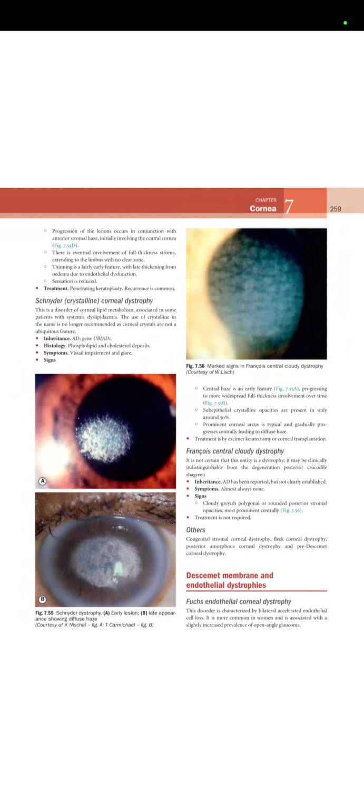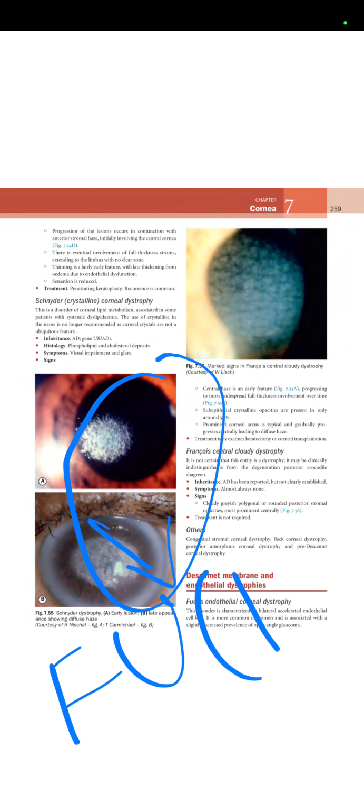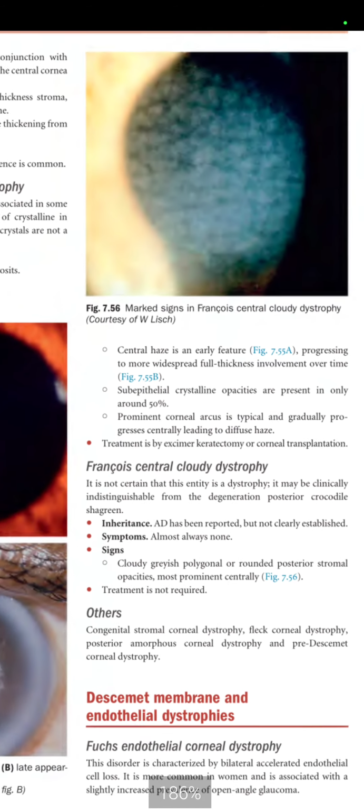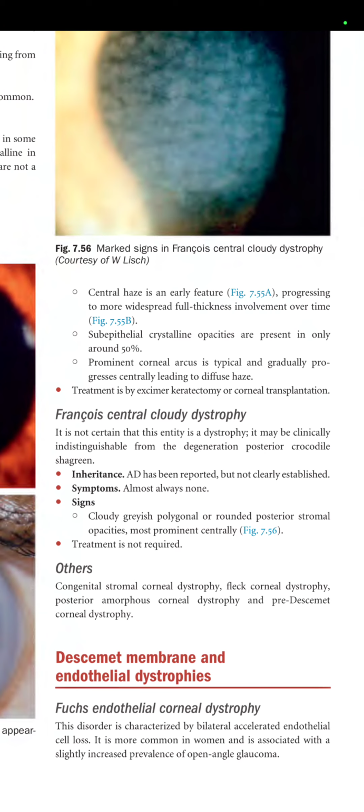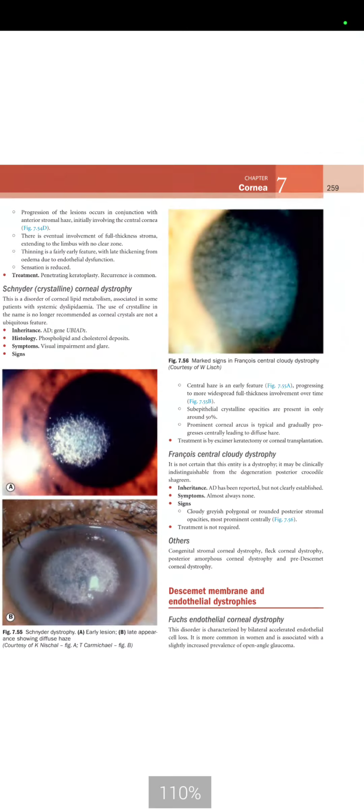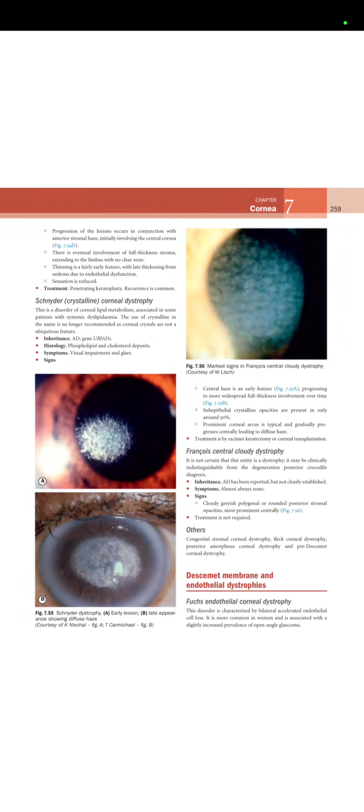Next is Descemet membrane and endothelial dystrophy. Very important, very important: Fuchs endothelial corneal dystrophy. It is the most common corneal dystrophy. This disorder is characterized by bilateral accelerated endothelial cell loss. So it is bilateral and the endothelial cells are becoming lost. It is more common in women and is associated with a slightly increased prevalence of open angle glaucoma, and it is common: F for Fuchs and F for female.